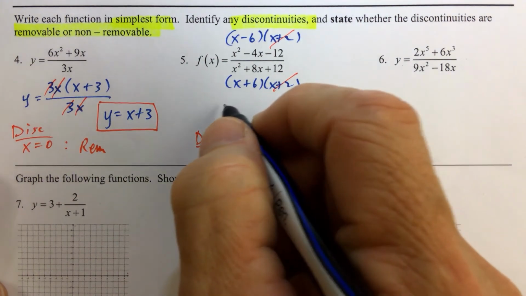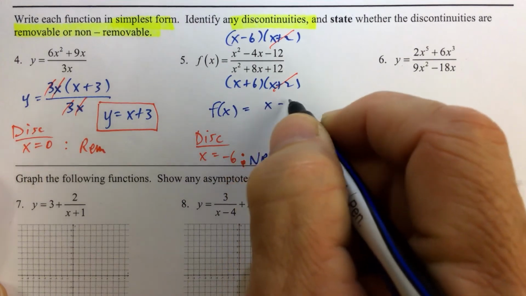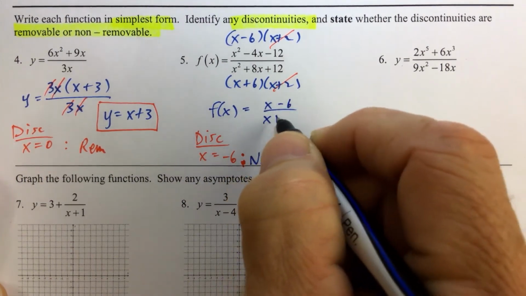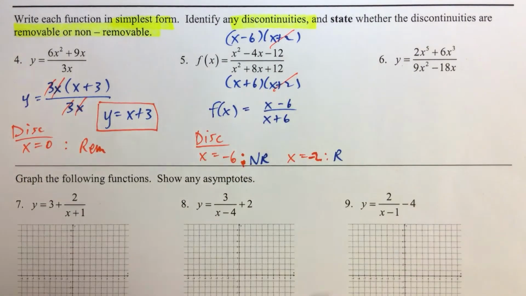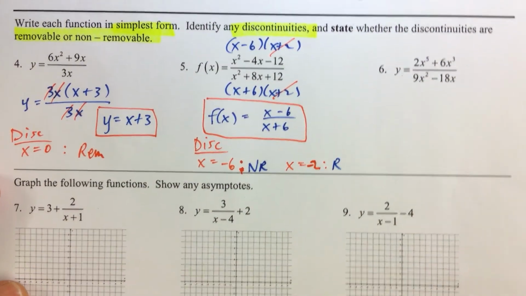And rewriting the fraction in simplest form, we have f of x equals whatever didn't get canceled up on top and whatever didn't get canceled down below. And we are done with that one.